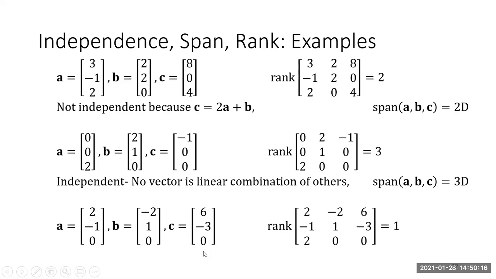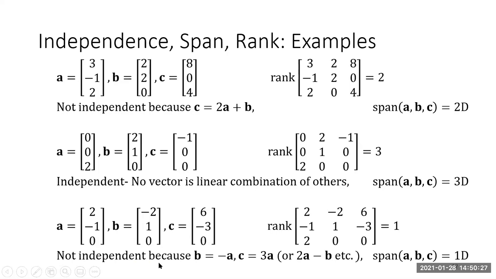2 of them can be expressed in terms of, as a multiple of, any one of them. In fact, you can see right here I've written it. B is equal to negative A, so we can express B in terms of A alone. C is also a multiple of A. C is, in fact, 3 times A. Or we can say C equals twice A minus B, etc.